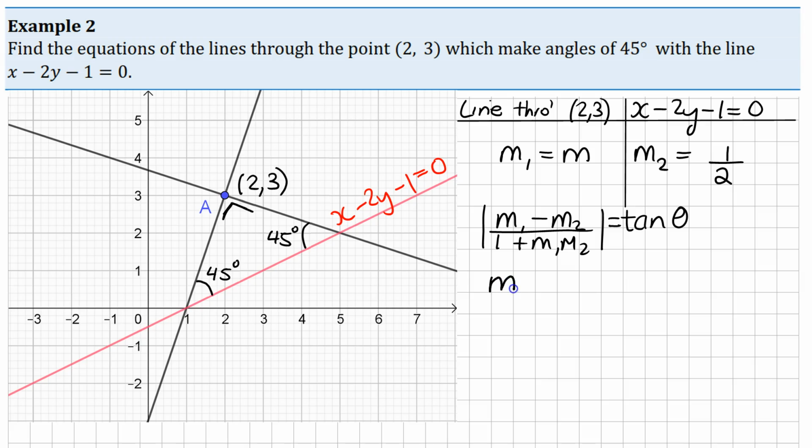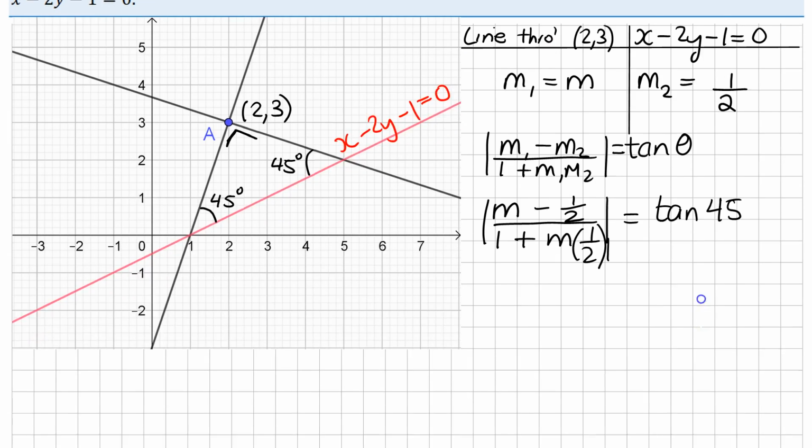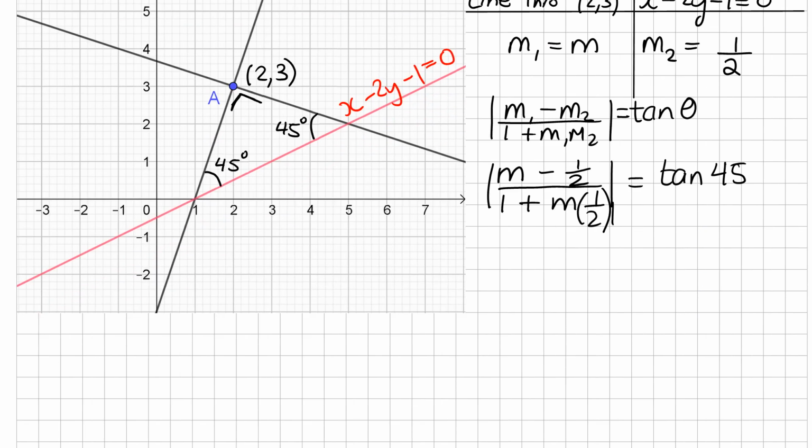So I'm filling in just M for M1 because I don't know what that is. I'm filling in minus a half for M2. The next thing then I'm going to do is put in 1 plus M1 again, which is M, and times minus a half again. And I'm going to put my answer equal to the tan of 45 degrees. Now there's no surprise that they're using tan of 45 because that's a nice slope of 1.